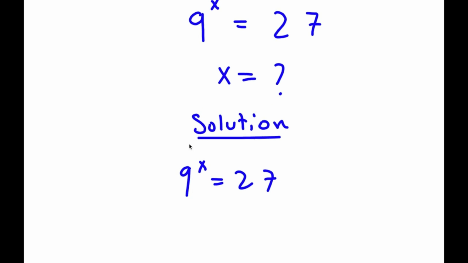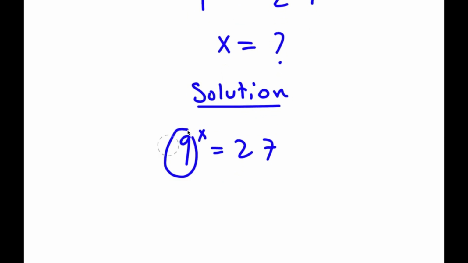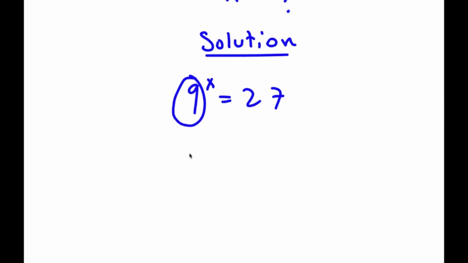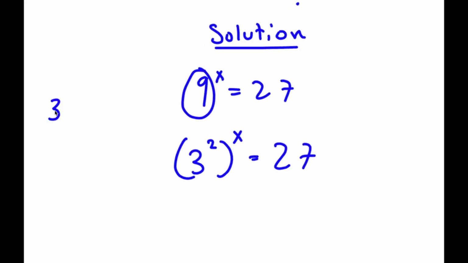And now what I'm going to do is I'm going to rewrite 9 here as 3 to the power of 2. So now I have 3 to the power of 2 to the power of x, and this is equal to 27. Now, 3 to the power of 1, that's equal to 3. 3 to the power of 2, that's equal to 9.